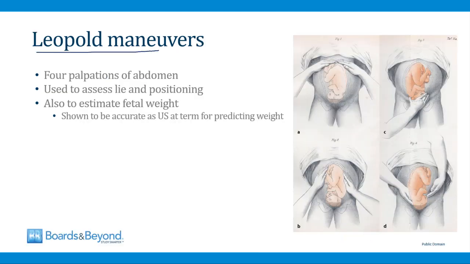The Leopold maneuvers are 4 palpations of the abdomen of a pregnant woman that you'll be taught how to do on your OBGYN rotations, and they're used to assess the lie and positioning of the baby. They can also be used to estimate the fetal weight, and in fact studies have shown that the Leopold maneuvers are just as accurate as ultrasound at term for predicting the birth weight of the baby.